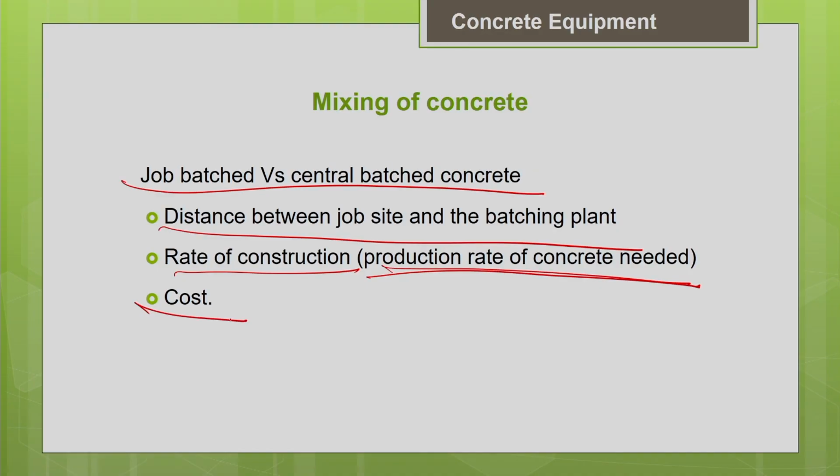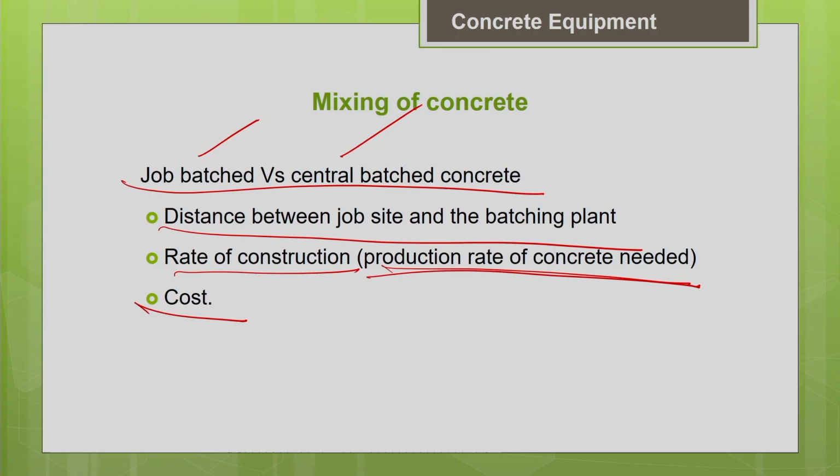Okay, so there is no assurance that you will be receiving the concrete on a continuous basis from the RMC factory. So, if the requirement of concrete volume needed is more, then it is advisable to have your own batching plant at your site and produce concrete that will be even more economical also. Then on cost basis, obviously when compared to job batch, the central batch concrete is going to be costlier.